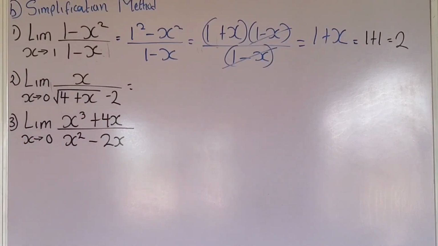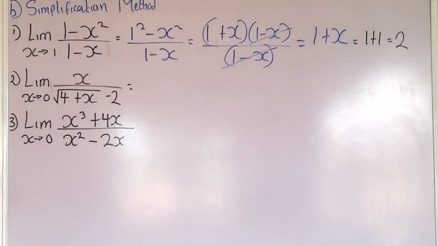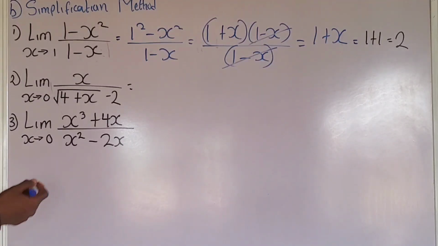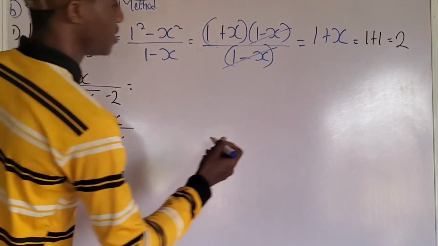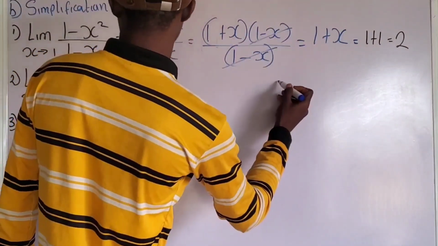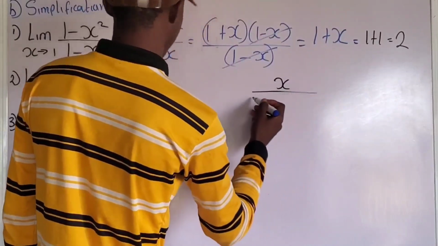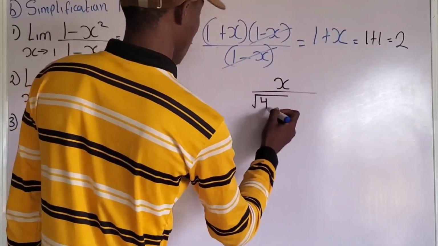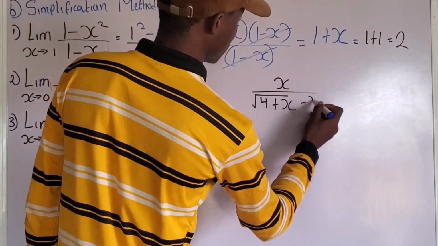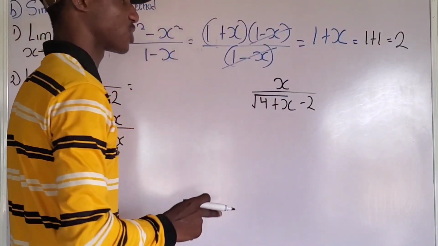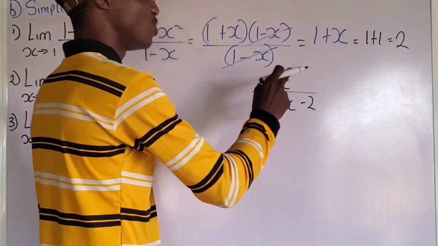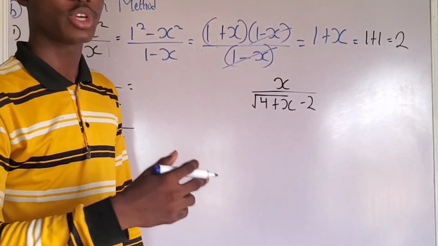Okay? For the next function, we have the limit of x all over root of 4 plus x minus 2, as x tends to 0. Now, to take the limit of this function, we have to rationalize, you understand? I'm very sure you have heard of conjugate before, okay? What I mean by rationalization is this. You can see that this is the function we are given, x all over root of 4 plus x minus 2. If I want to rationalize this function, I'm going to multiply the numerator and the denominator by the conjugate of the denominator.